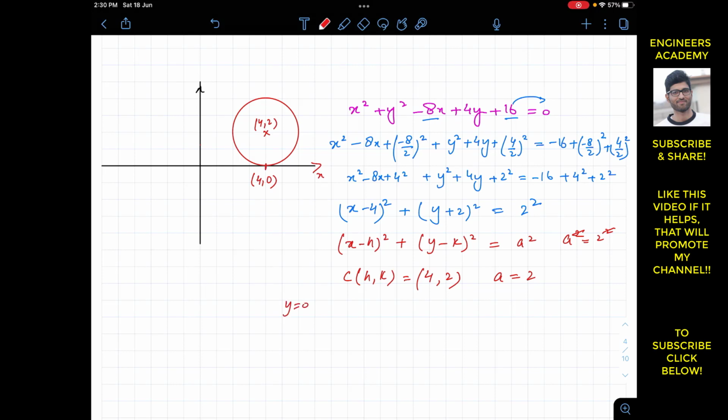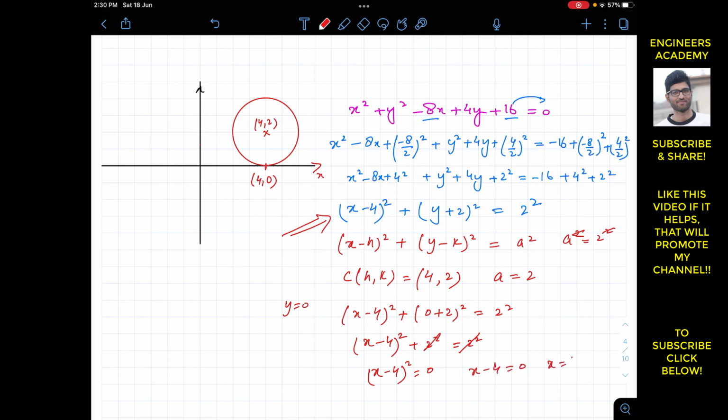So if I put y equals 0 in this equation, that will be (x − 4)² + (0 + 2)² = 2², and we can write this as (x − 4)² + 2² = 2². So this will cancel out, and we will be left with (x − 4)² = 0, or we can say that x − 4 = 0 and x = 4. So at the x-intercept the x value is 4 and the y value is 0. So this is the coordinate pair for the x-intercept.